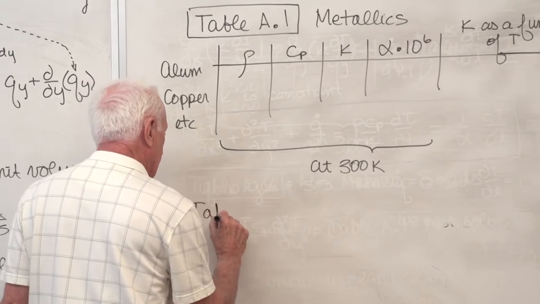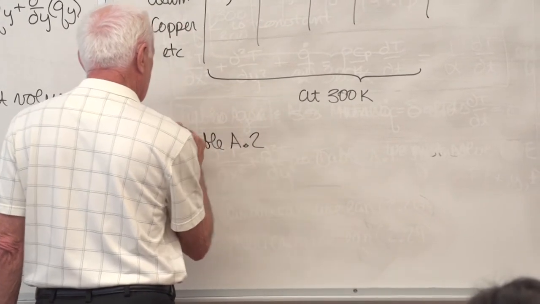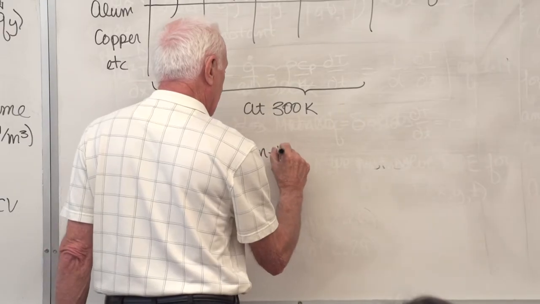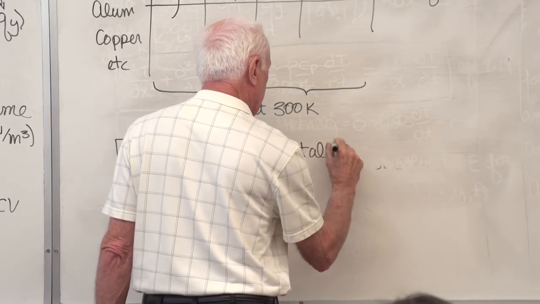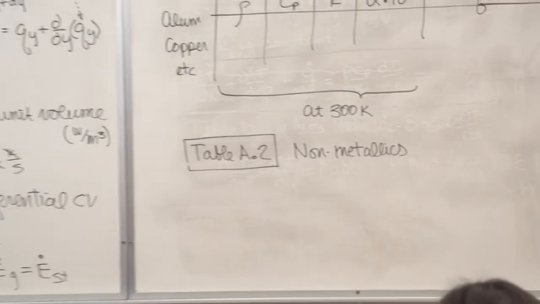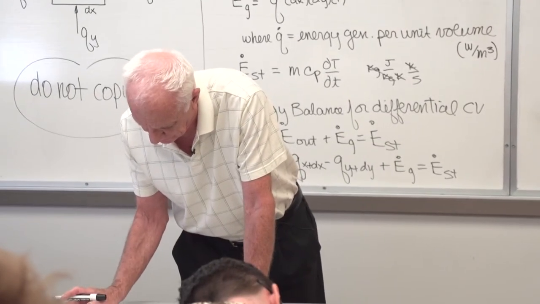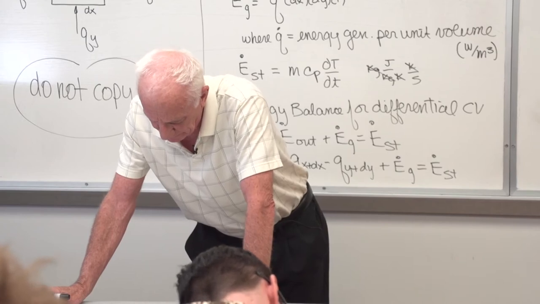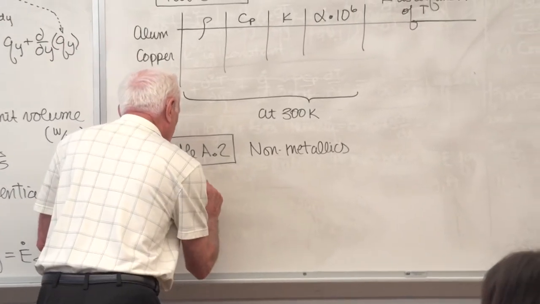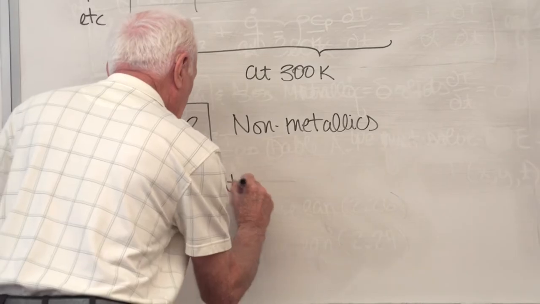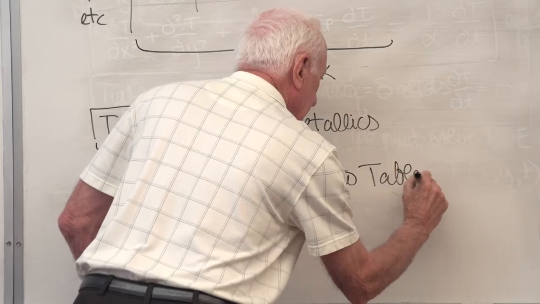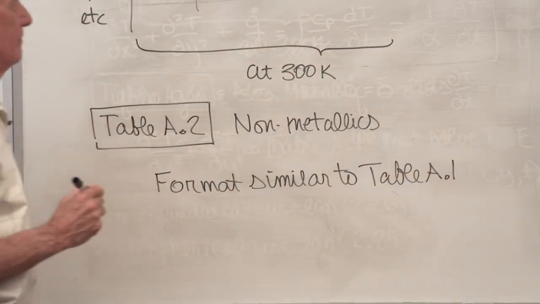Table A2. Table A2, non-metallics. In table A2, aluminum oxide, carbon, diamonds, graphite, things like that. Format similar to table one.